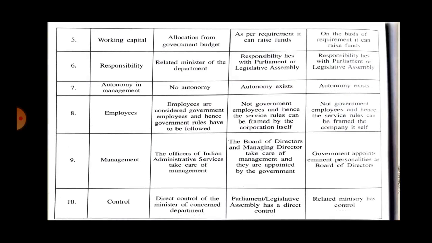Working capital is also allocated to a government department through the government budget. But public corporations and government companies, if they want, can raise extra money from the public also, over and above the investment made by government. But a government department will get all the funds only from the government budget.